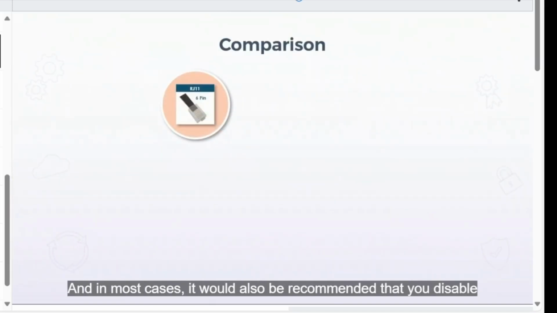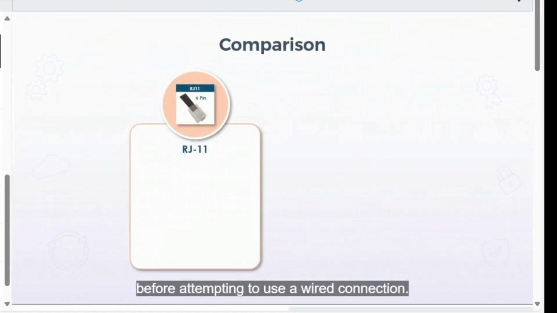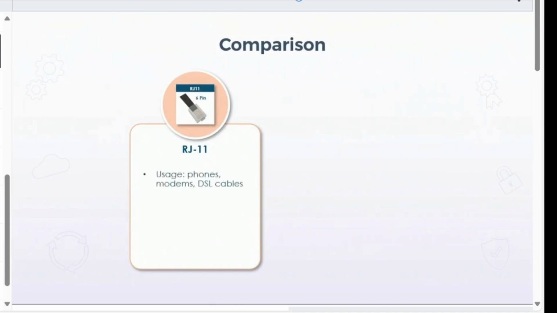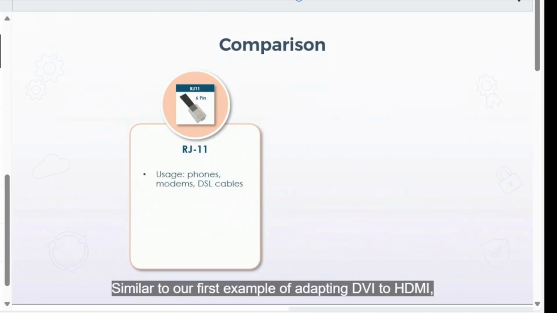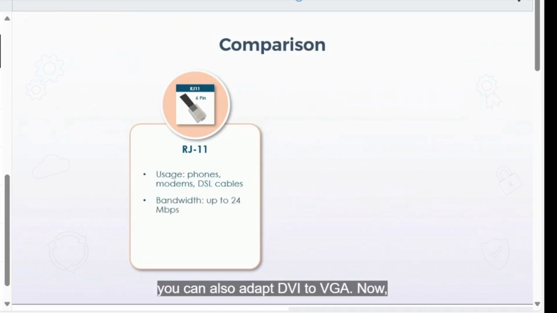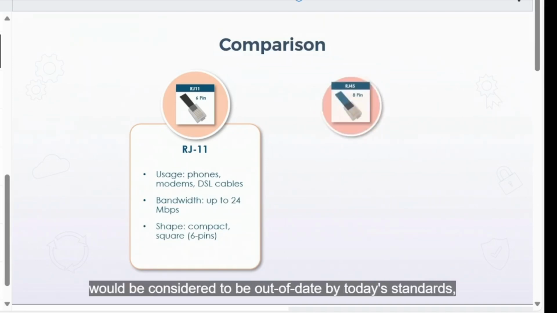So, to quickly summarize the difference between the two, the RJ11 is most commonly found in use with cabling for phones, modems, and DSL connections, has a maximum bandwidth of only 24 megabits per second, and its physical shape is fairly compact, a little more square-shaped overall, and has 6 pins.